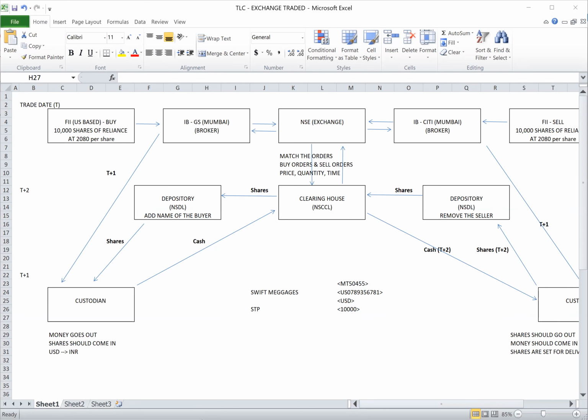Now, let's say Vanguard wants to invest in Indian shares. Guys, if you want to note it down, maybe you can note it down so that you don't have any confusion. Vanguard is a US based entity.